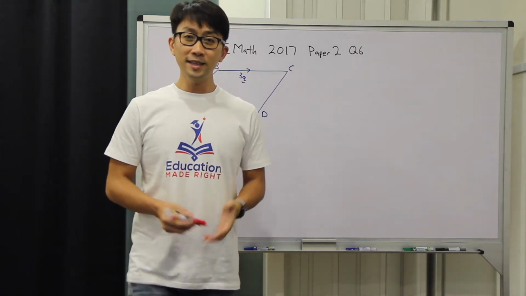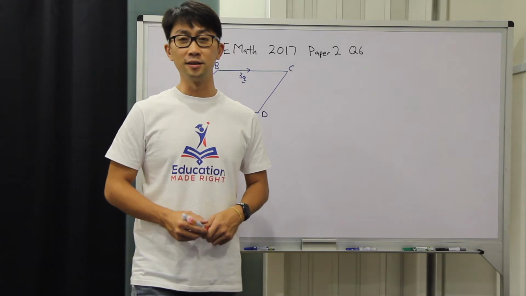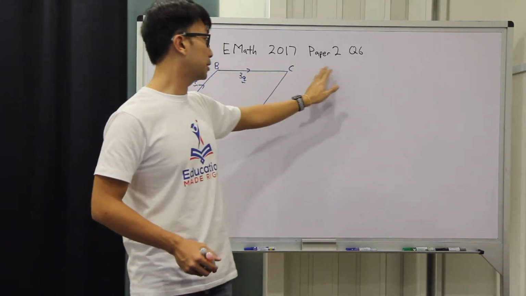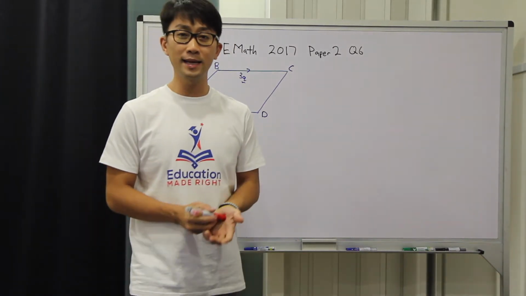Hi, vectors is a Secondary 4 E.Maths topic and a lot of students find this topic a little challenging. So today I pick a question from O-Level E.Maths 2017 Paper 2 Question 6 to take a further look at the topic of vectors. First of all, let's have a look at the question.